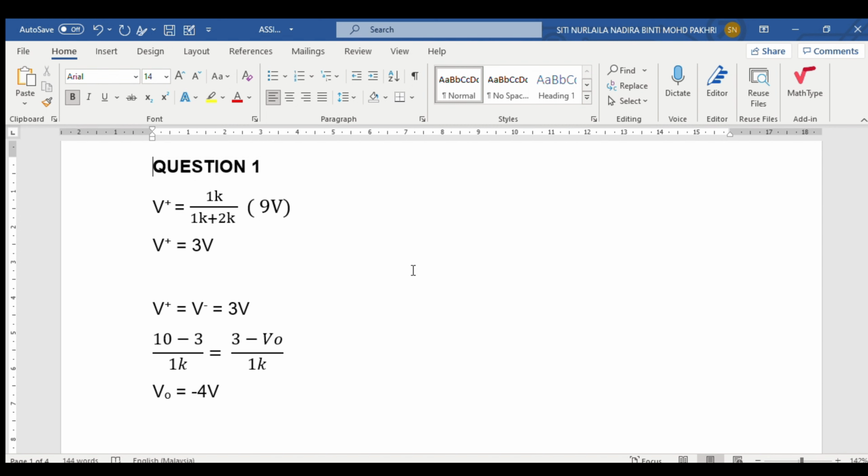And we substitute the value of 3 volt into the equation, and we will get the value for V0 is equal to negative 4 volt. So, for the calculation method, the value for the output voltage is equal to negative 4 volt.